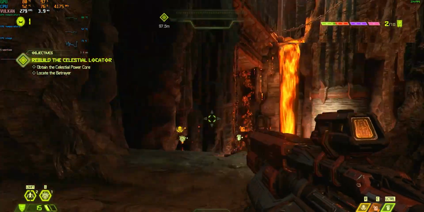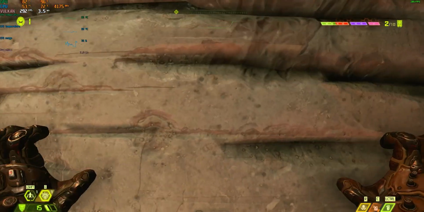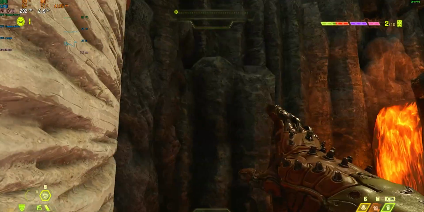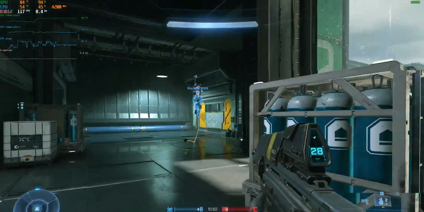Doom Eternal at 1080p high settings was in the low to mid 200s with some drops to the high 100s and sometimes dipping in the 300s. Pretty wide frame rate variance, but there were no major drops or stutters. It was pretty playable.